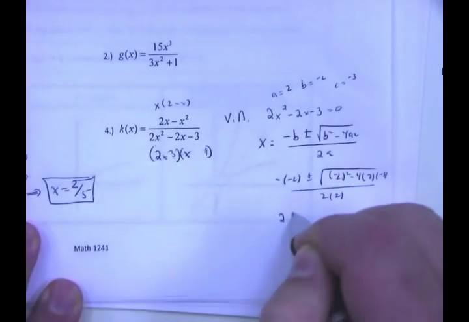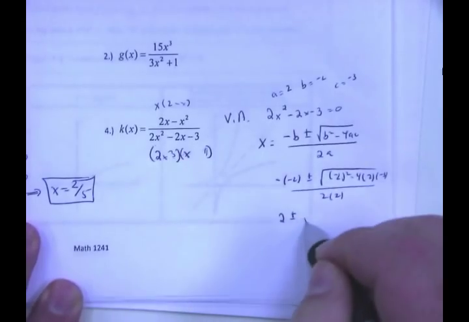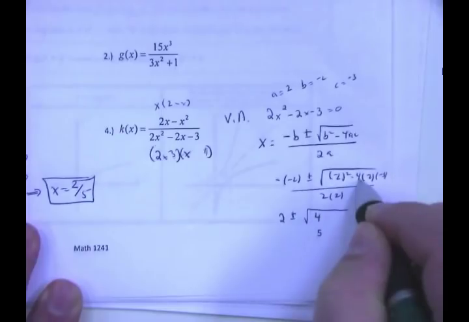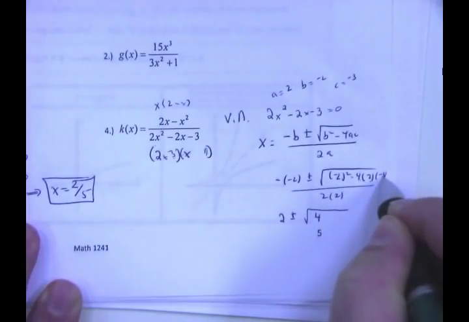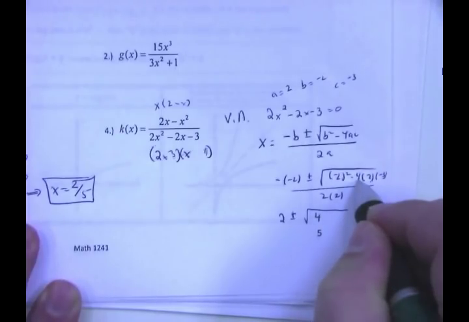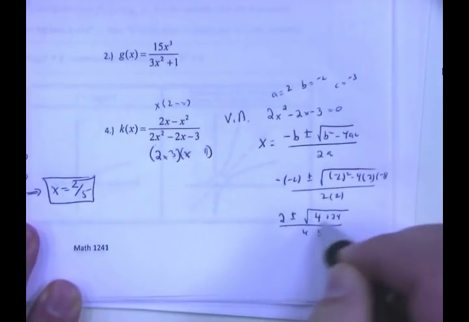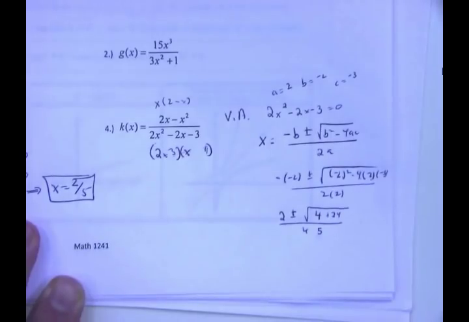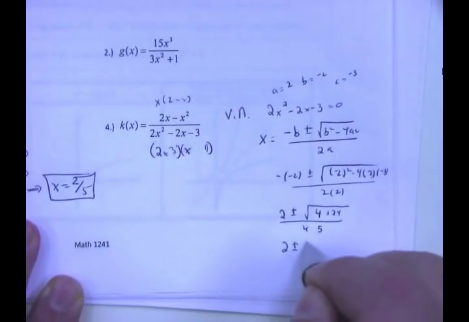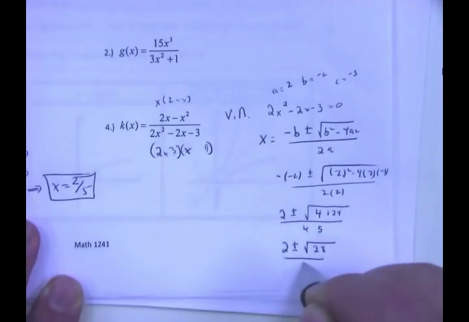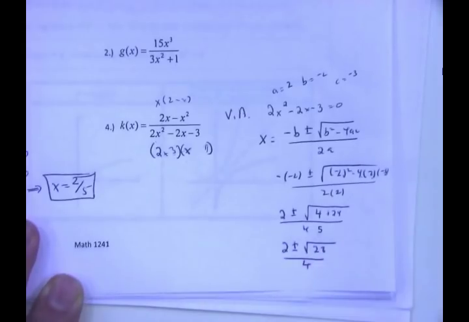Negative negative 2 is 2, plus or minus the square root of negative 2 squared, which is 4, minus 4 times 2 times negative 3. Well, negative 3 times negative 4 is positive 12, times 2 is 24, all over 4. 4 plus 24 is what? 2 plus or minus the square root of 28 over 4.